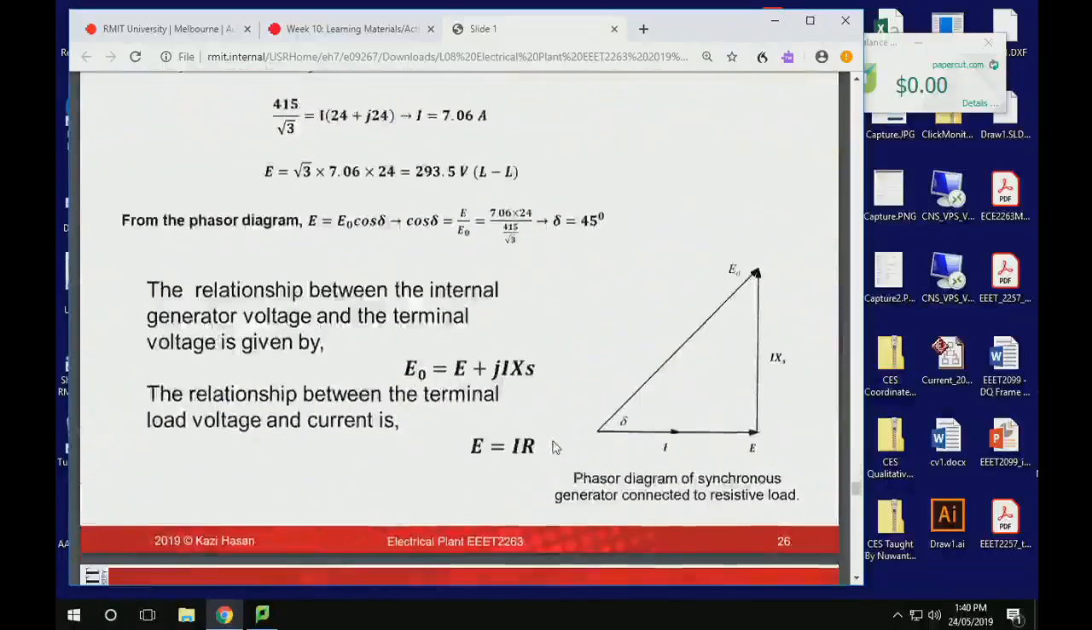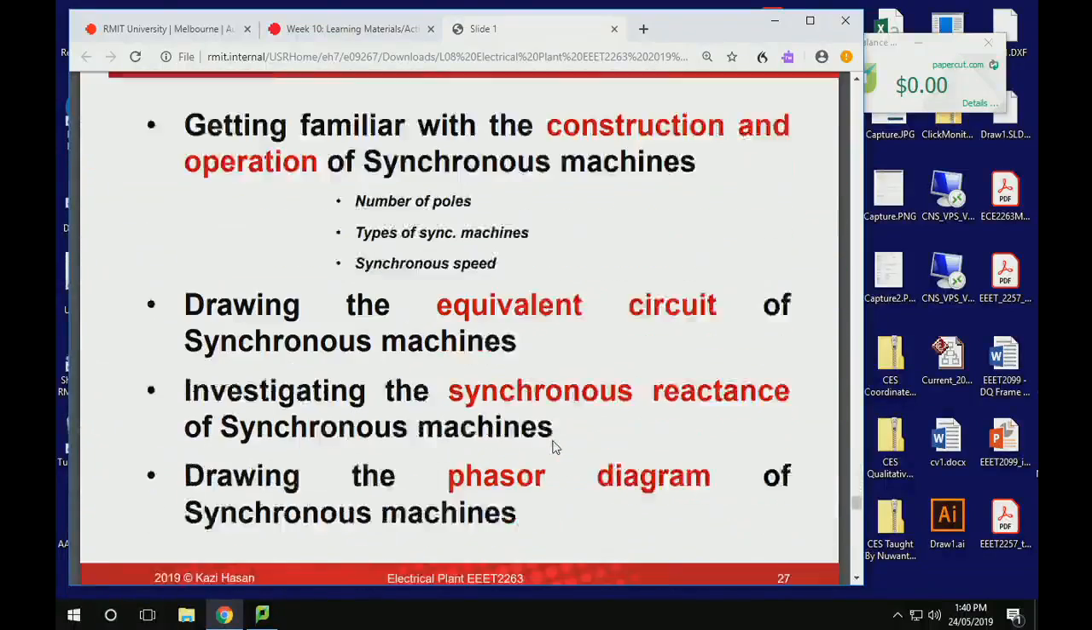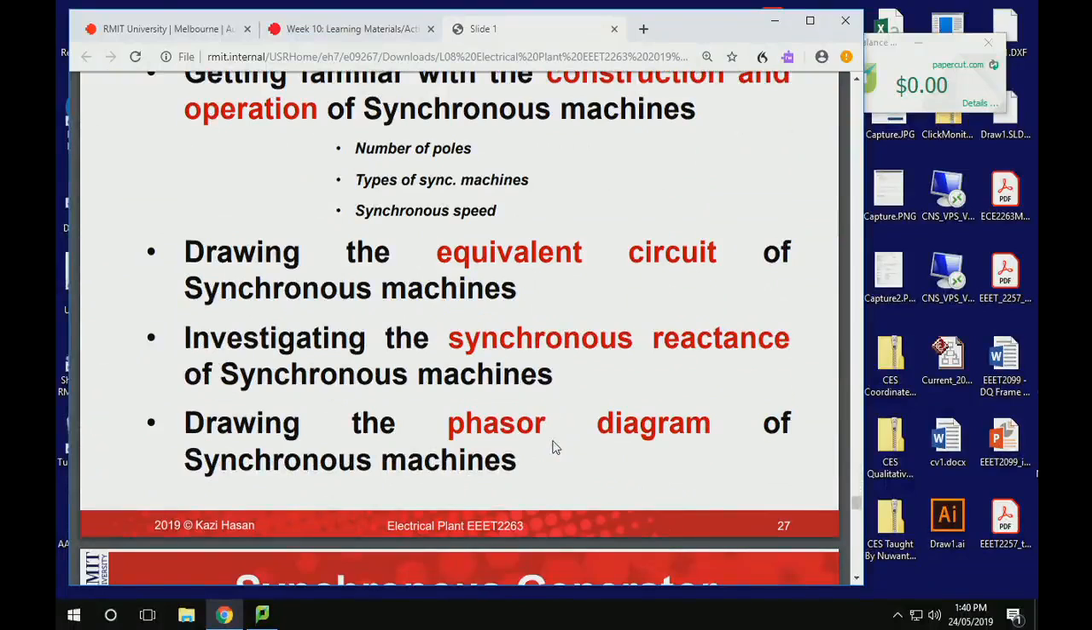And then there are a couple of other topics that involve these synchronous generators. One is synchronization. Synchronization means that you are connecting the synchronous generator to the grid. So there are certain requirements that you have to fulfill when you connect the synchronous generator to the grid.